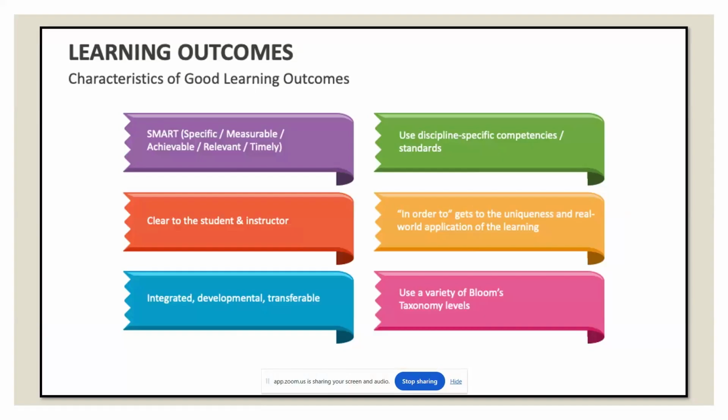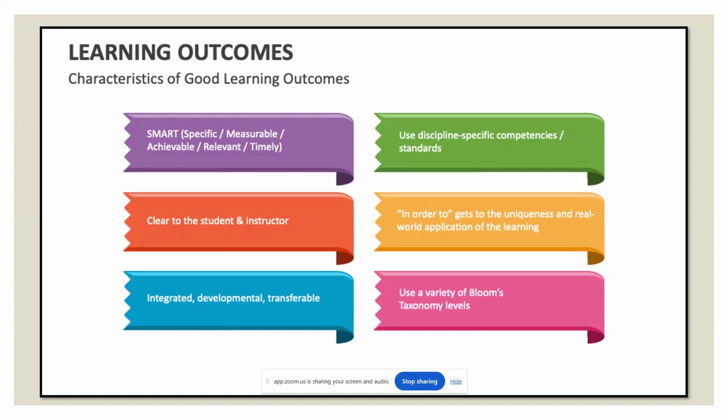Now, characteristics of good learning outcomes. These are the learning outcomes which will help you understand better. SMART: specific, measurable, achievable, relevant, and timely. Your learning outcomes should be based on this approach. Specific means your objective should be specific; measurable in the form of assessment; achievable means you should be able to achieve it within the duration given to you; and then it should be relevant to the topic and achieved in a timely manner.